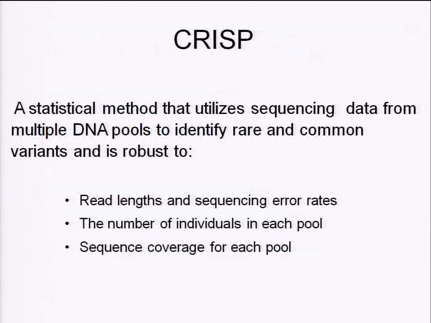So I'm going to describe this method, which is a statistical method for using information from multiple DNA pools to identify rare and common sequence variants, and the method accounts for variation in read depths and sequencing error rates. It can optimize the number of pools and the depth of coverage for each pool.